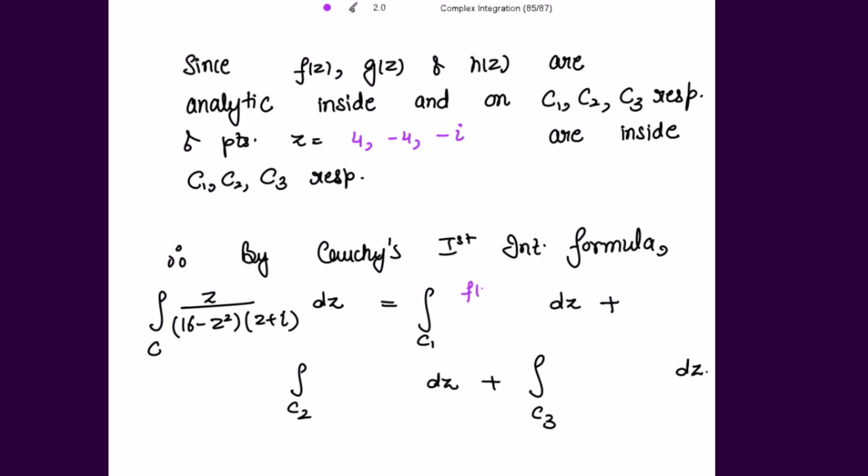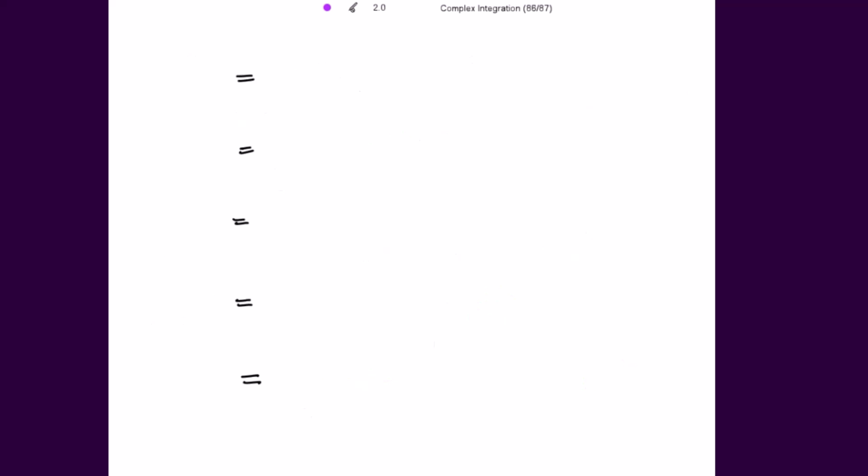This is f(z) over z minus 4, plus g(z) over z plus 4, plus, and this integral is having h(z) over z plus iota. And by Cauchy's first integral formula, the first integral is equal to 2 pi iota times f of 4. So this is equal to 2 pi iota times f of 4. Should I write the formula for you?